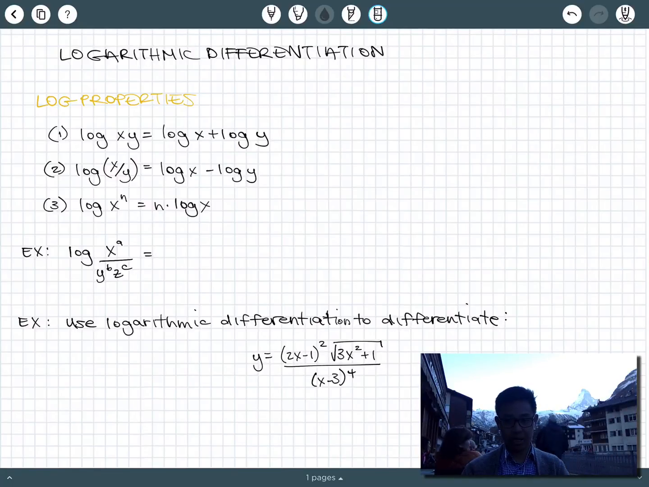Actually, that's the Matterhorn over my left shoulder. It's really cool to look at. Everywhere I go, I can't stop looking at it. As I come closer, I think it might disappear.